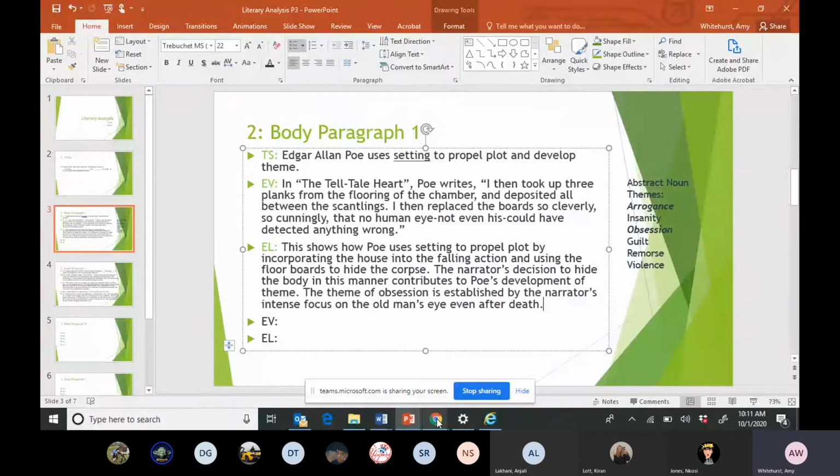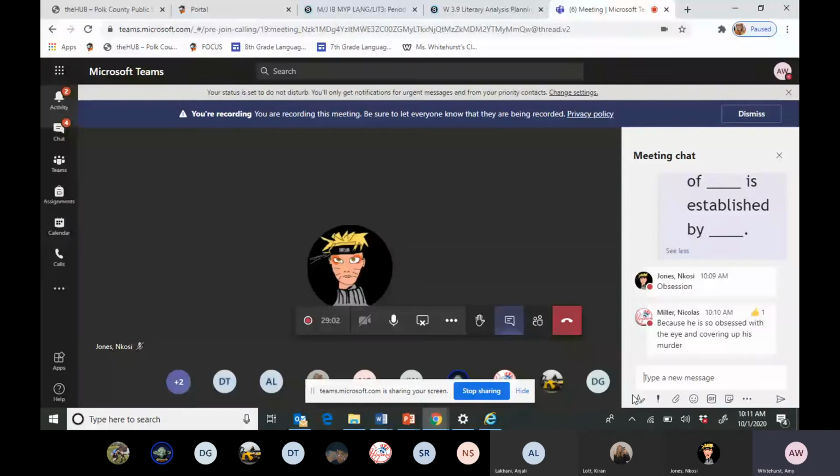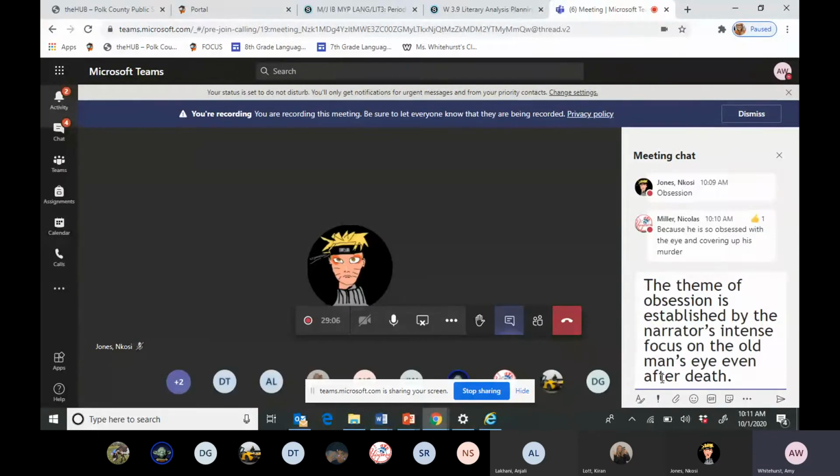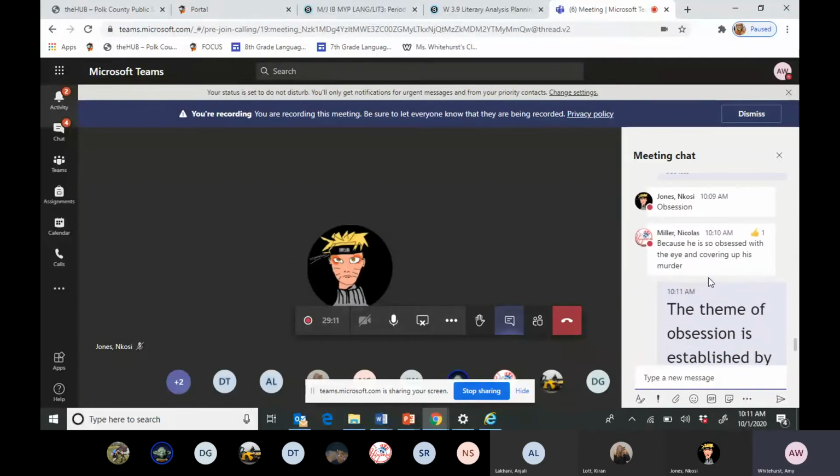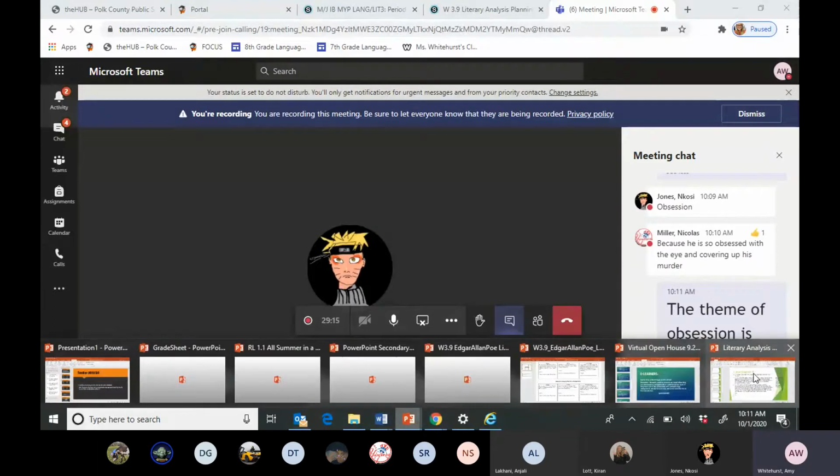Intense focus on the old man's eye, even after death. Oh, Nicholas, I didn't see your comment there. Thank you for adding that. Because he's obsessed with the eye and covering up his murder, of course. Yep.